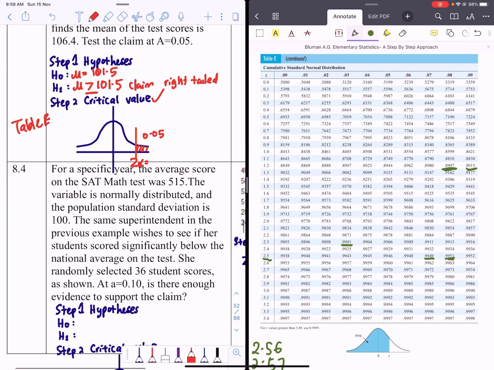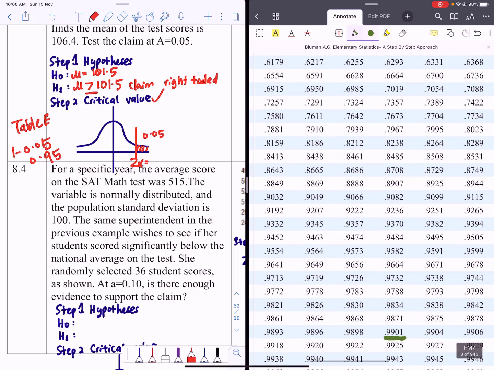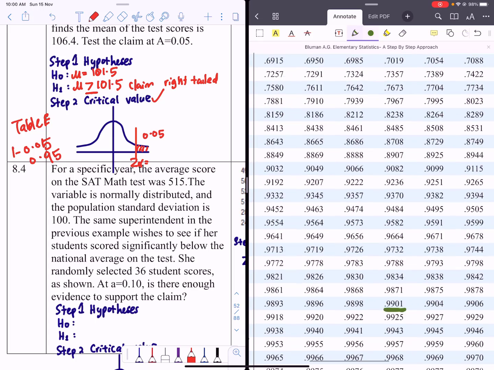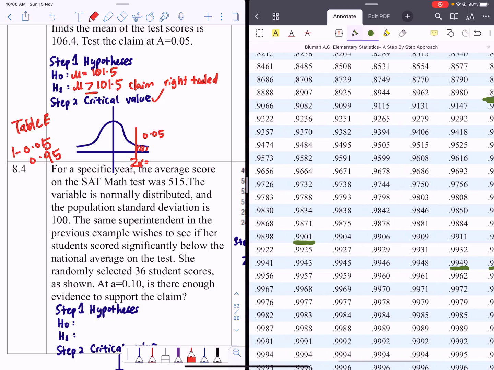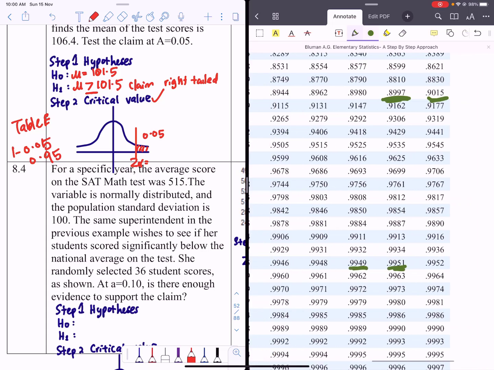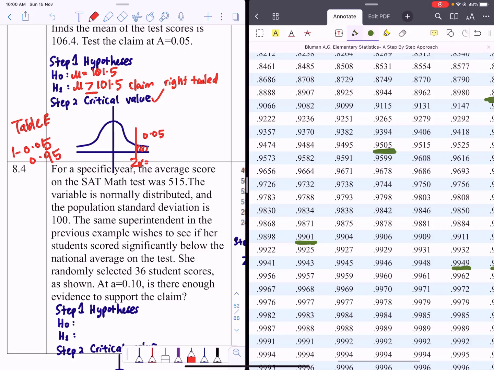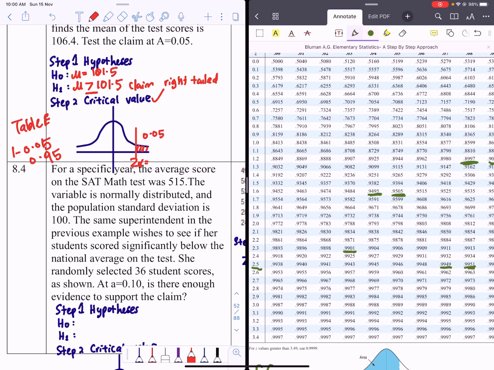0.05. We cannot use 0.05, we need to subtract it from 1, so 0.95. If you want to use the upper part, you can also do that, it's up to you. If you use the upper part, you can directly look for 0.05. For this one you have to look here, at 0.95. Okay, we have it here and here. We can choose whichever you want. 1.65. The Z score is 1.65.